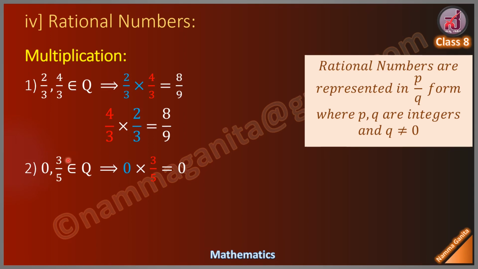0, 3 by 5 belong to Q. Implies 0 into 3 by 5. 0 into any number is 0. Now consider 3 by 5 into 0. 3 by 5 into 0 is 0. Therefore, 0 into 3 by 5 is same as 3 by 5 into 0.